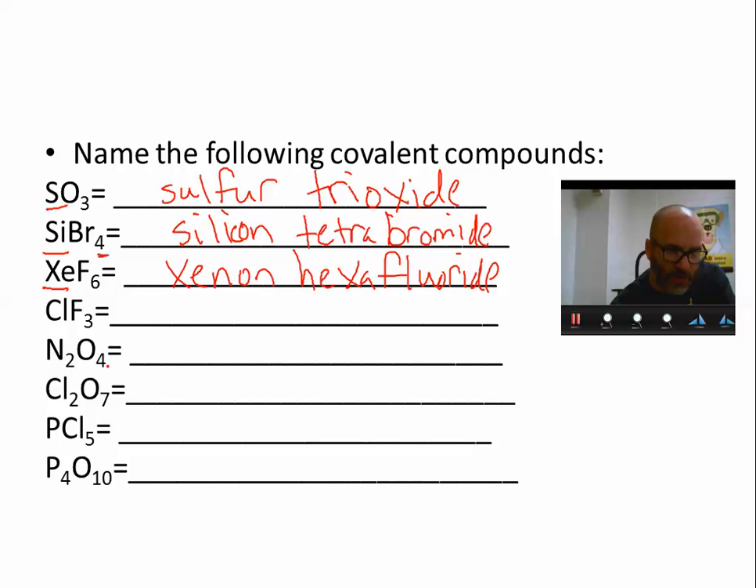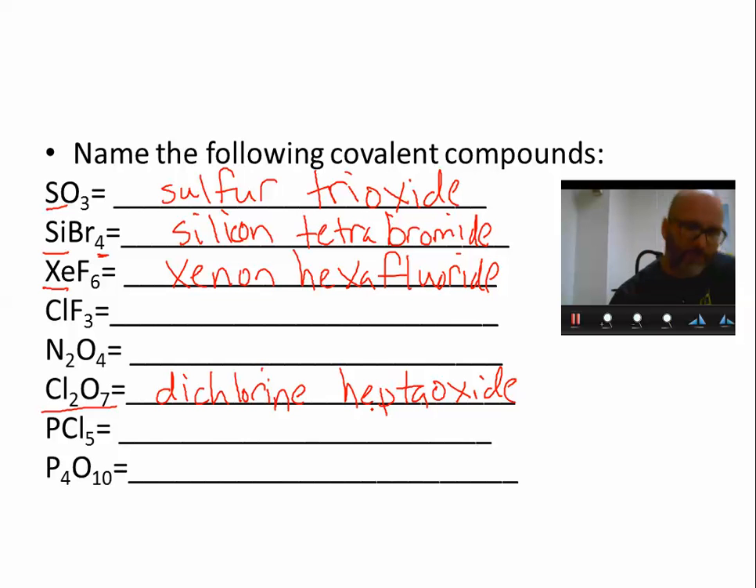I want to skip to this one because it looks like the first element only has 1, but that's not true all the time. Let's look at this one. We have 2 chlorines, so this would be dichlorine. 7 is hepta, and oxygen becomes oxide. So dichlorine heptaoxide. That's how you go from the formula to the name.